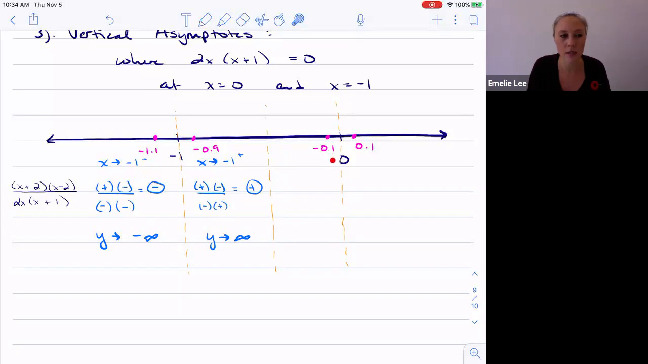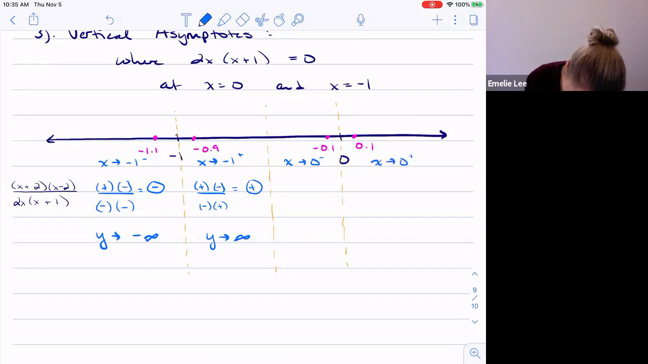Talking about 0 here, doing the same thing, right? We're plugging in our test value. You can pick any value, as long as you're approaching 0 from the left and then 0 from the right. As long as they're close, because we want to know what the behavior is around the asymptote. That's what's different from the test values we were picking before, where we could pick anything in the interval. Here x is approaching 0 from the left, and over here x is approaching 0 from the right.